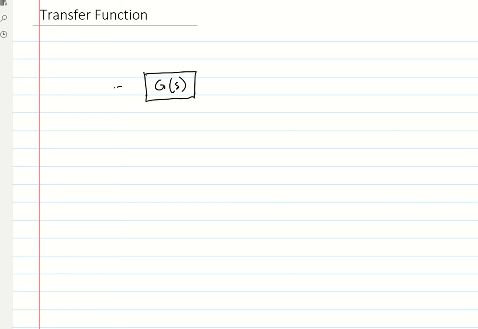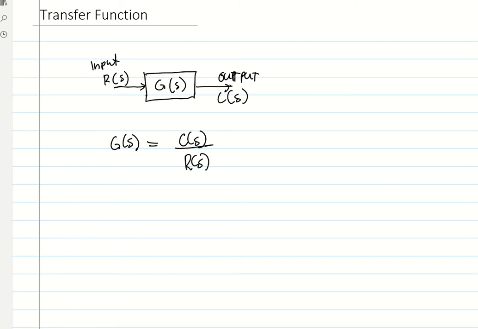So if we apply an input to this transfer function, or this model or this system, let's say we name our input R. So this is our input. Then it will result in a certain output, C(s). So to model this, the transfer function is just equal to the ratio of the output over the input R(s). And it's just the ratio in S domain. And that's the transfer function.